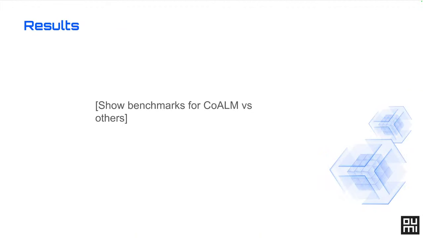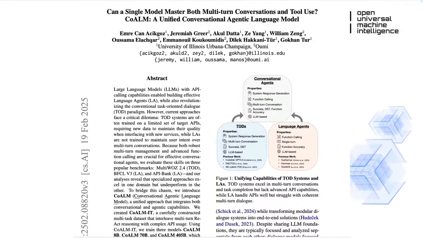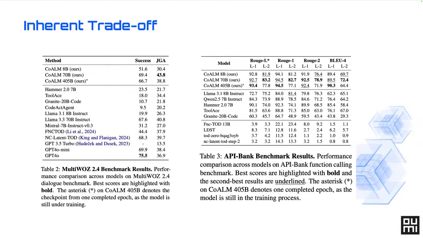And so what happens when you fine tune that model? I'll go back to this slide here, which has the benchmarks. So if we look at the top three rows, CoALM-IT, 70B, 405B, they've been benchmarked on these two different benchmarks. Table 3 measures API calling. Table 2 measures this multi-turn dialogue, and you can see that CoALM performs well across both.